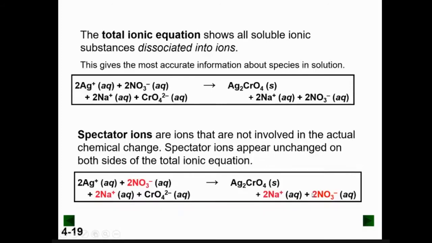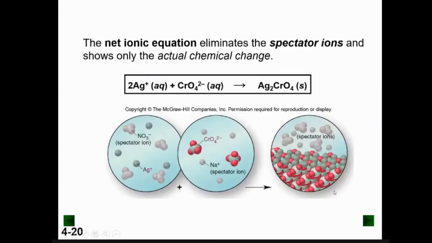So the total ionic just shows you how they're breaking everything apart. I just call it ionic. I've never called it total before. So you break everything into their parts, like they did the silver and the nitrate. Okay, and then spectator ions are things that appear exactly the same on both sides. We essentially eliminate them when we go to the net. They don't need to be there because they're not really reacting.